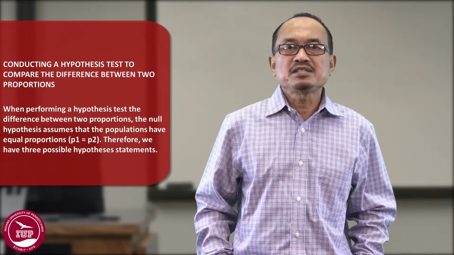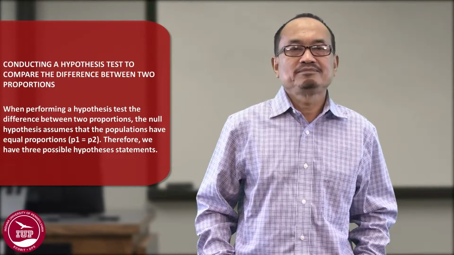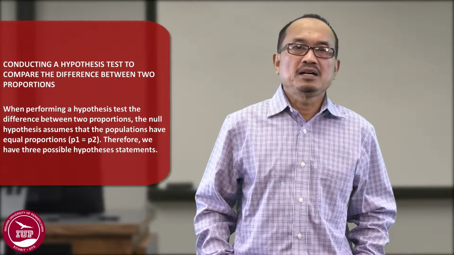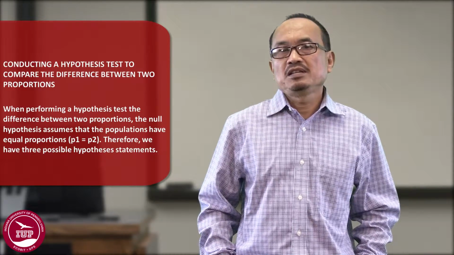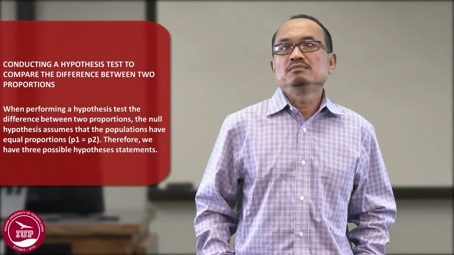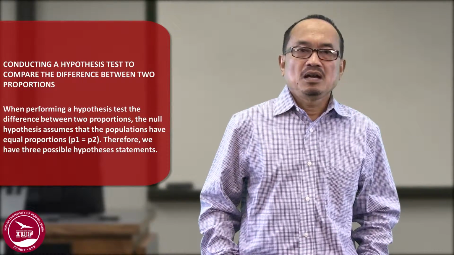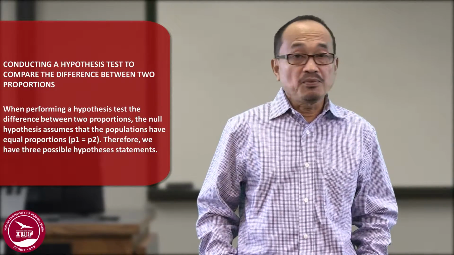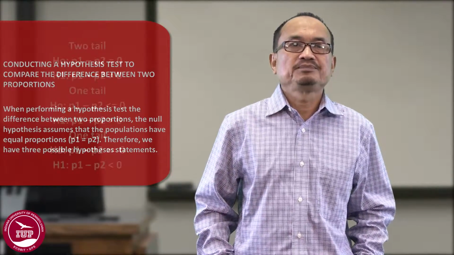Conducting a hypothesis test to compare the difference between two proportions. When performing a hypothesis test for the difference between two proportions, the null hypothesis assumes that the populations have equal proportions, P1 equal P2. Therefore, we have three possible hypothesis statements.